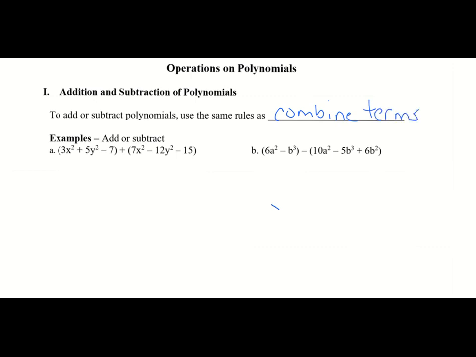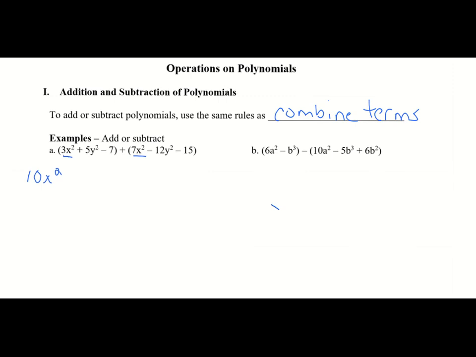So the nice thing is if you have addition in your problem, really all you're doing, again, when we are adding terms together, we have to have like terms. Remember, like terms mean, I call it the last name, the variable and the variable exponents have to be exactly the same, and you add those coefficients. So if I look at this problem, I have 3x squared and 7x squared. The x squared is the same. I'm just going to add the coefficients. So 3 plus 7 will give me 10x squared.